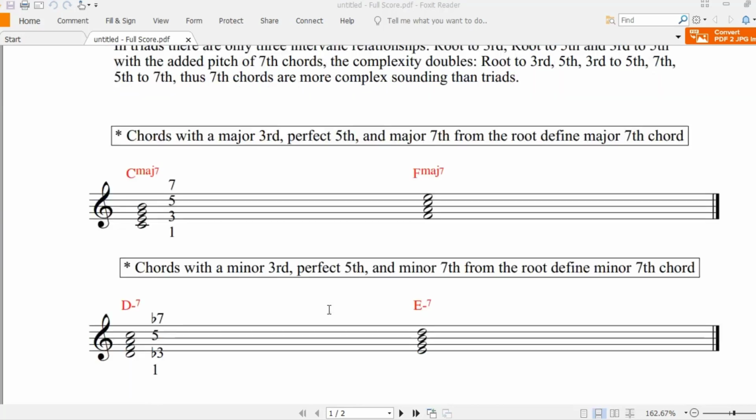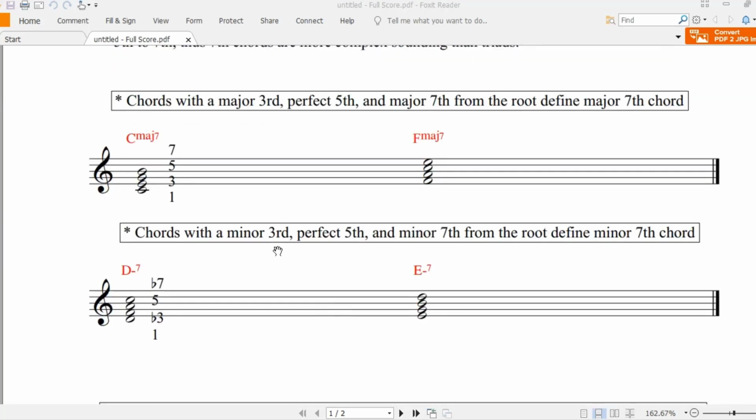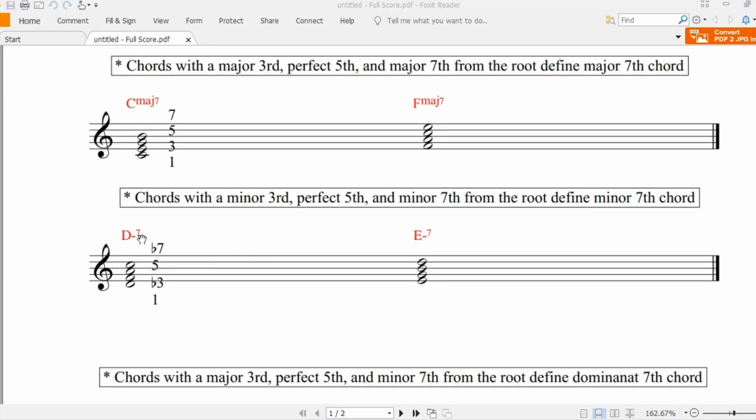Next sonority: a chord with a minor third, perfect fifth, and minor seventh from the root defines a minor seventh chord. If we look here at the D minor seventh chord and E minor seventh chord, we have root, flat 3, fifth, and flat seventh, meaning we have a minor third and minor seventh in this chord. Same here in E minor.